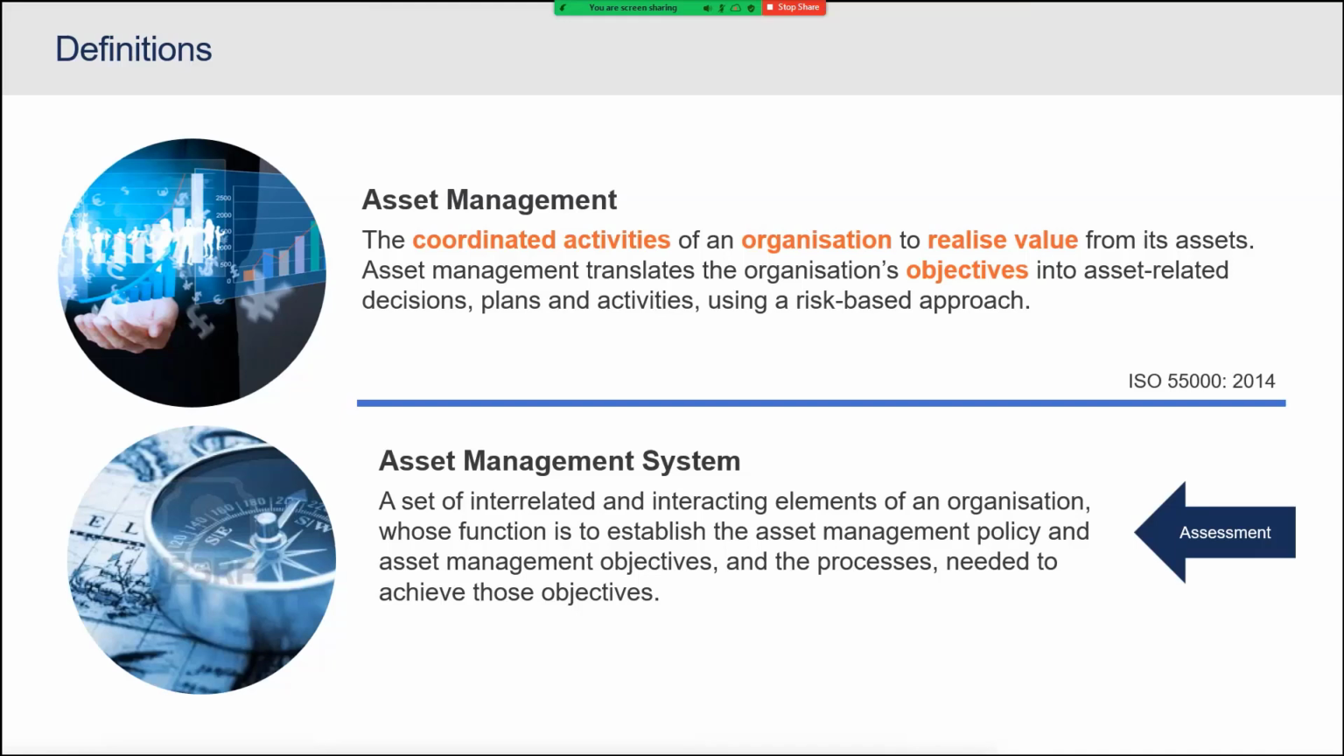The first being asset management, and keywords there being coordinated activities of an organization to realize value from its assets. And obviously very big emphasis on the objectives of that organization and how those are going to be translated into asset management ones. Then we get to the definition of the asset management system itself, which is not to be confused with software applications, but essentially this is a set of interrelated and interacting elements of an organization whose function would be to carry out asset management activities in the interest of the business. Next slide there, please, Lisa.